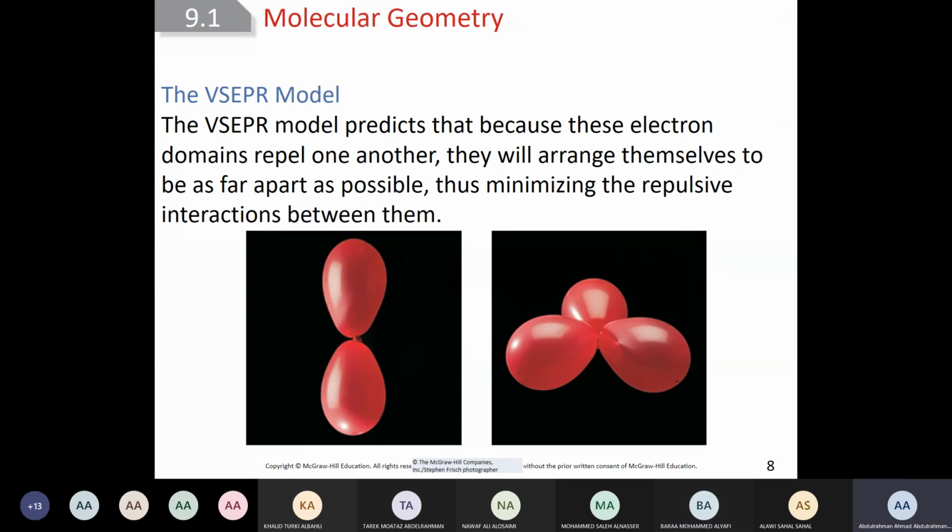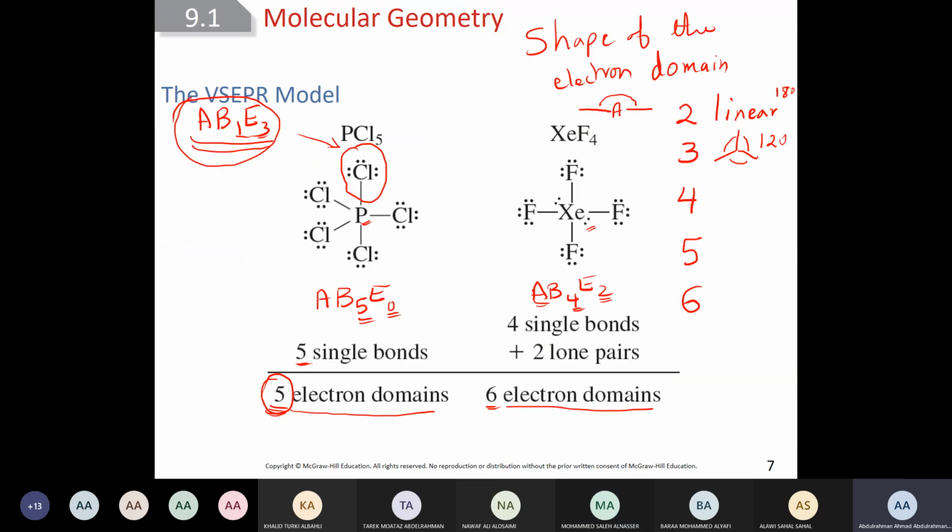So what's the electron domain for this shape? Linear. 2 electron domain. What's the electron domain for this one? 3. 3 electron domain. What's the angle in here? 120. Exactly. What's the angle in here? 180. You have to memorize this. Very good.